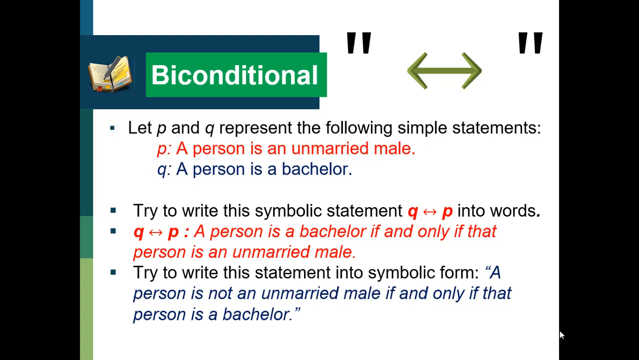What about this? Try to write this statement into symbolic form. A person is not an unmarried male if and only if that person is a bachelor. It's actually the same but with some alteration because the first statement is the negation of the statement P. So you just have to introduce not P. Then the symbol for if and only if is the arrow with heads in both ends. And you write the second statement, the symbol is Q. So basically that will become not P if and only if Q.